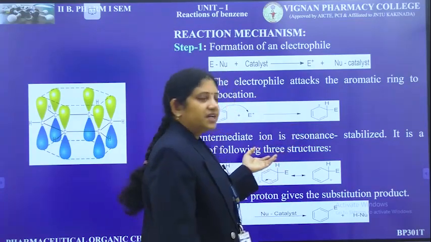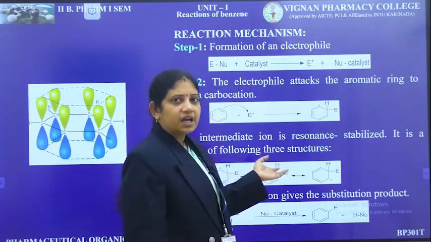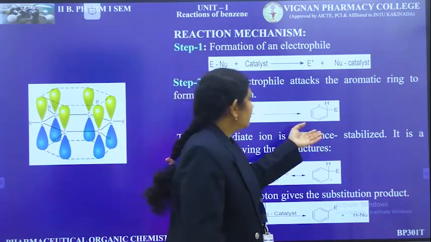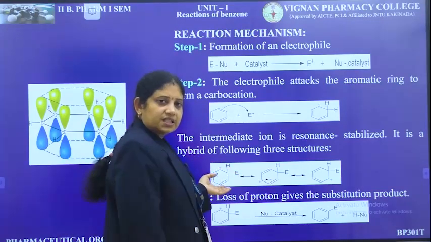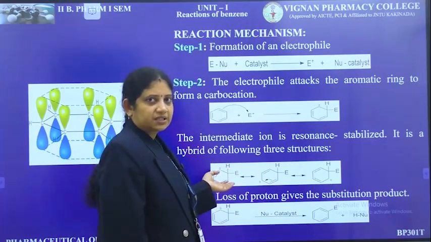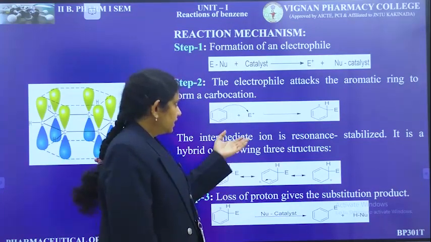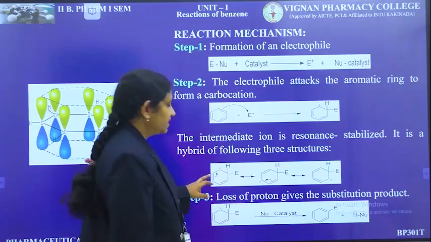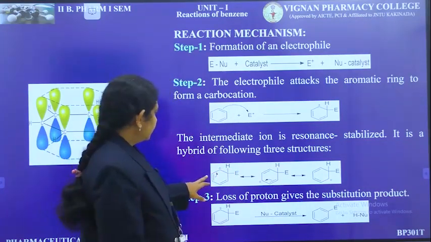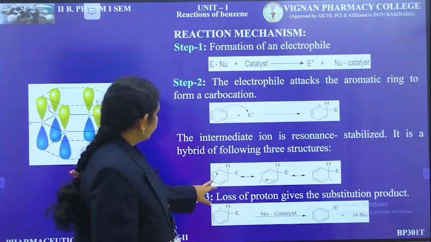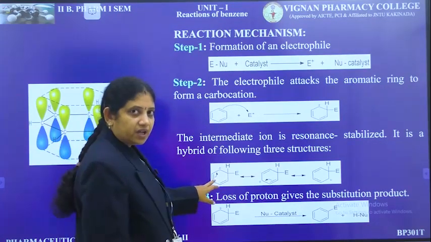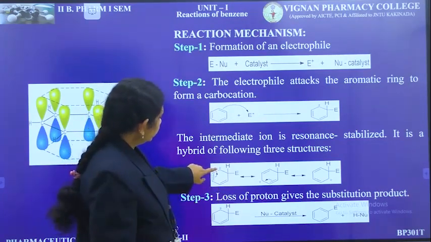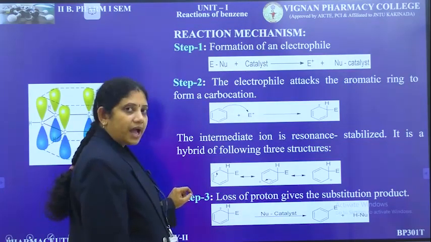So for getting stability, it has to release its proton. Before releasing the proton, it will undergo certain changes because of resonance, which is what we call resonance stabilized. So how can it be stabilized? The so formed arenium ion can be stabilized by the delocalization of the pi electrons about the ring system. So when there is an electron deficiency at the first carbon, what happens here?